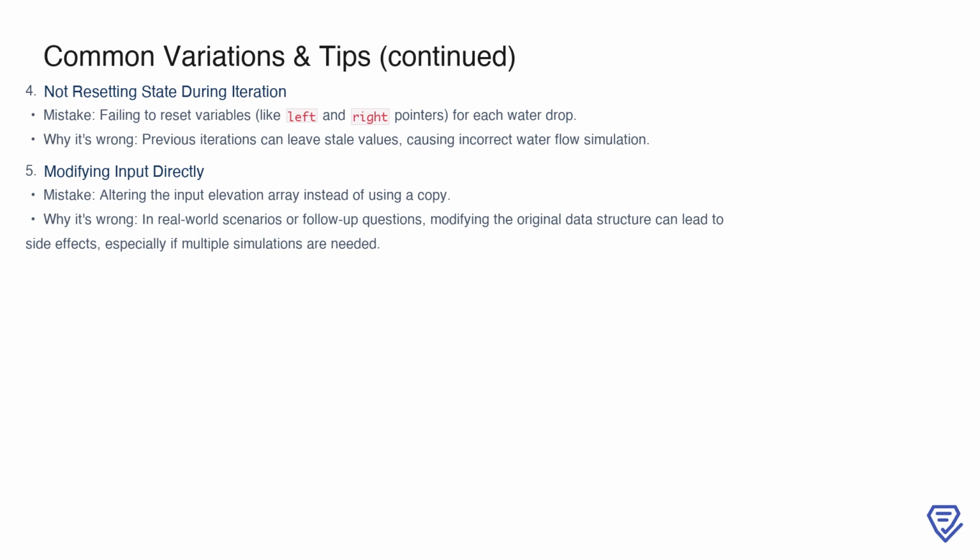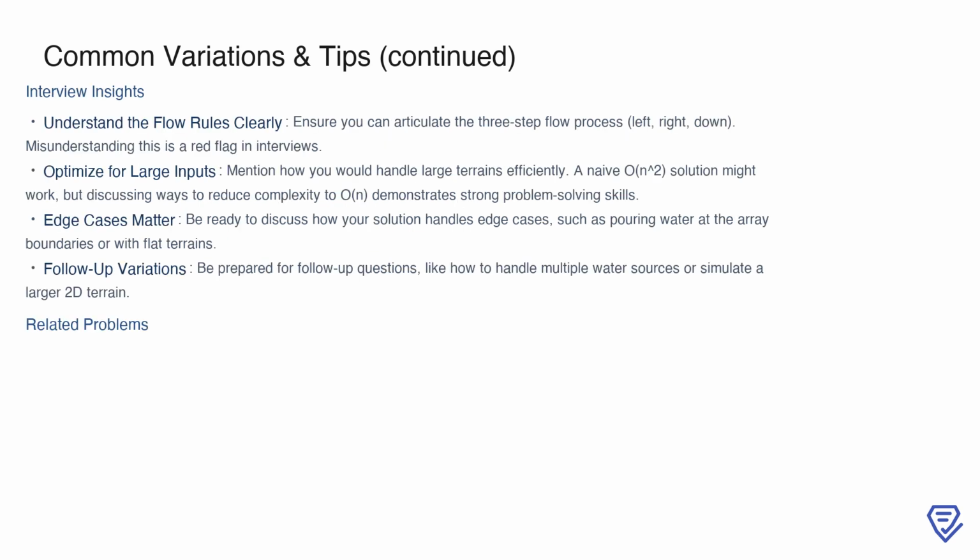and reusable. In interviews, it's critical to demonstrate a clear understanding of the water flow rules. Be prepared to articulate the three-step process: flow left, flow right, then settle down. Misunderstanding this is often a red flag. Additionally, showcase your ability to handle large inputs efficiently. While a naive O(n²) solution might work for small examples, explaining how to optimize to O(n) demonstrates strong algorithmic skills. Edge cases are also important, so ensure you can discuss how your solution handles scenarios like pouring water at the boundaries or over flat terrain.